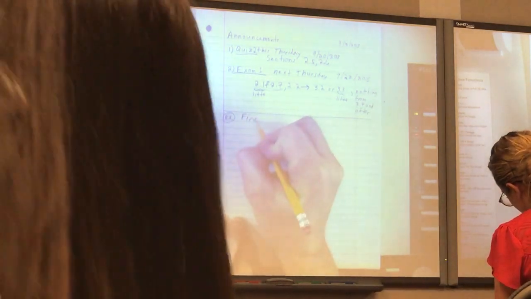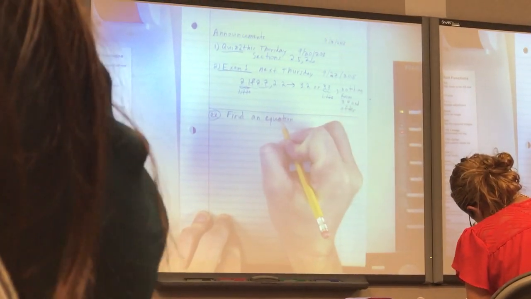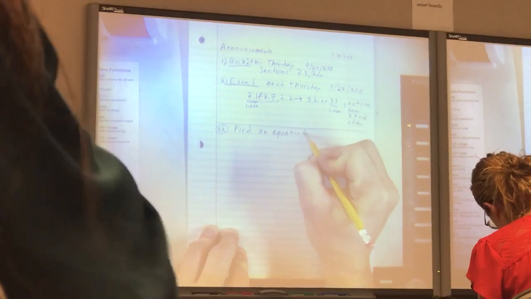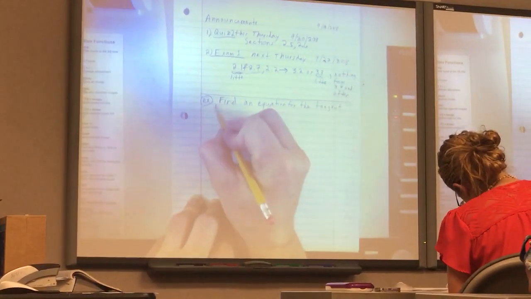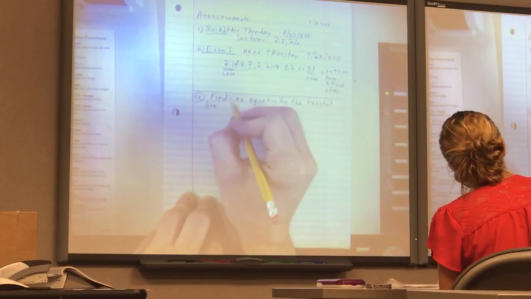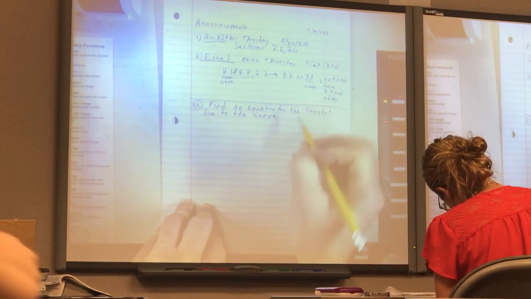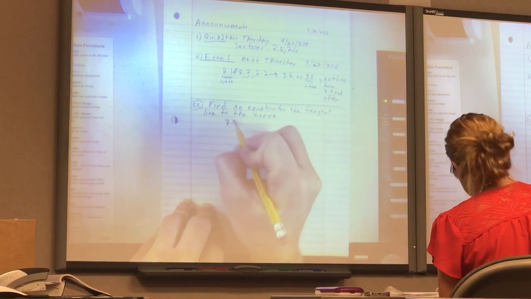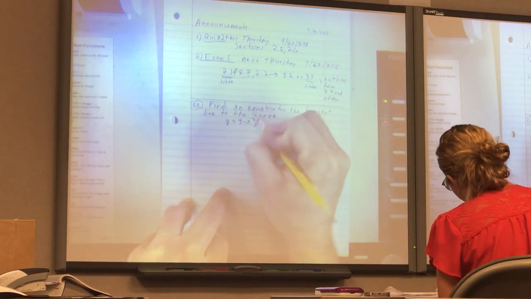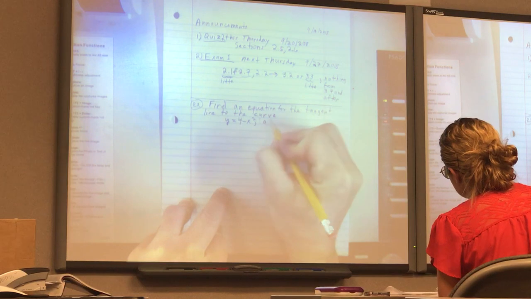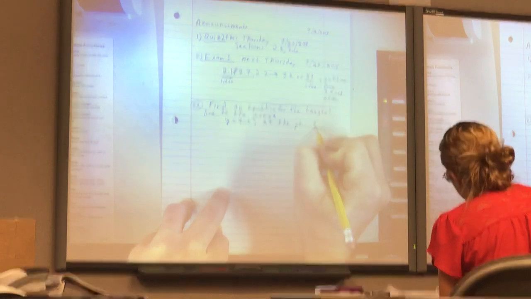Find an equation for the tangent line to the curve y equals 4 minus x squared at the point (I'll abbreviate point here, PT) 1, 3.